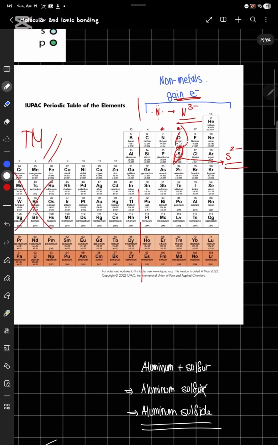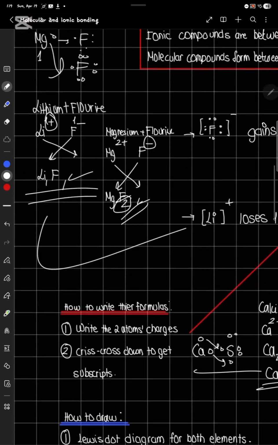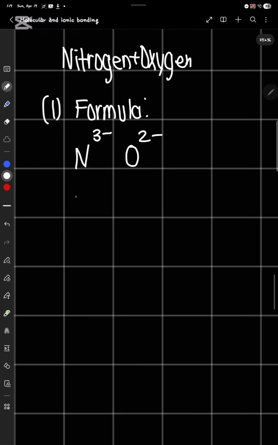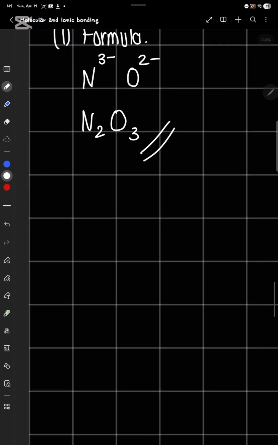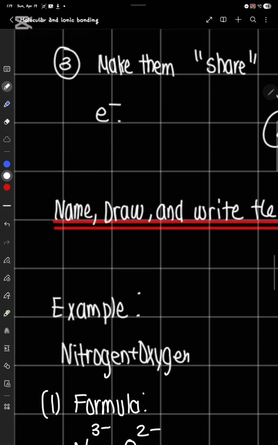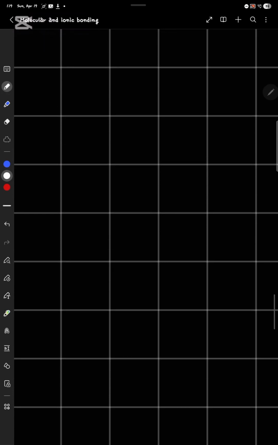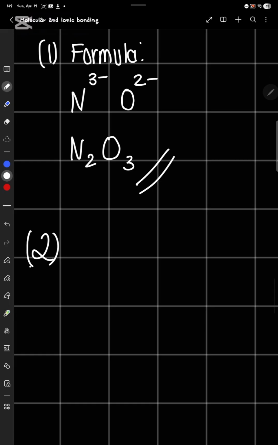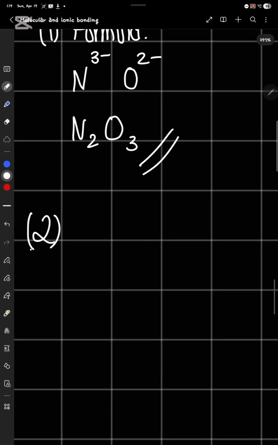Nitrogen is in group 15, meaning it will gain 3, and oxygen is in group 16, meaning it will gain 2. Crisscross method down here. There's your formula. You don't have to name. Mistake here: you don't have to name molecular compounds just yet. Okay. And then you want to get the drawing.